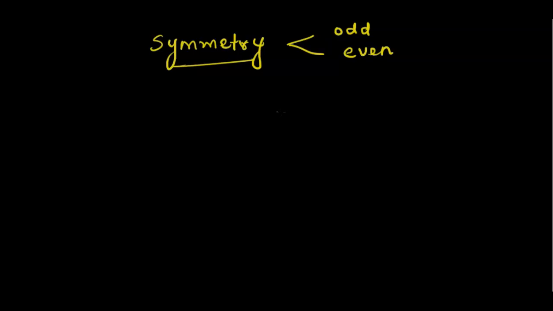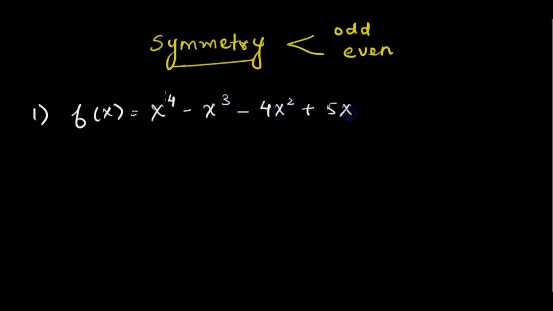What do we do if we are given an equation? Let's say we're supposed to find out the symmetry for the question f(x) = x^4 - x^3 - 4x^2 + 5x. Because the degree is even, we're not going to conclude that the symmetry is even, because finding the symmetry from an equation does not mean it's the same as the degree of the equation.